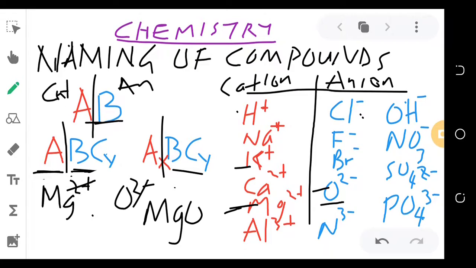This is magnesium and this is oxygen. So in the ionic form, it is called oxide and not oxygen. So you have magnesium oxide. Let's look at another example.